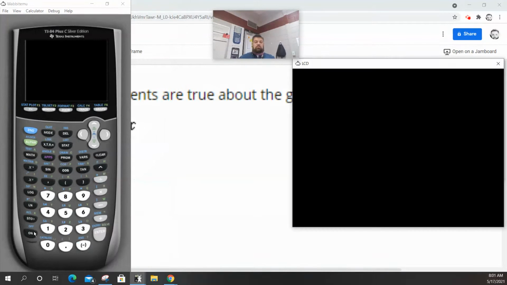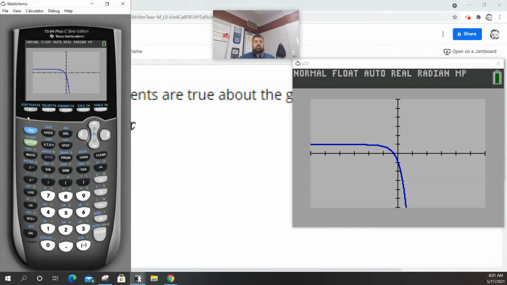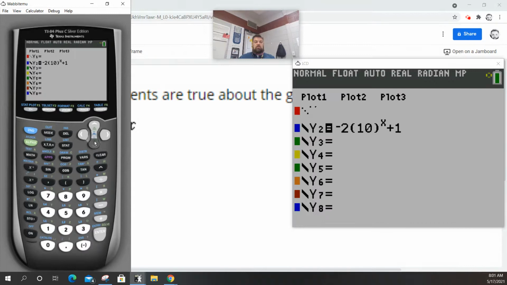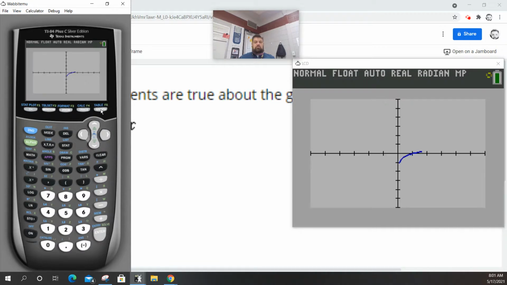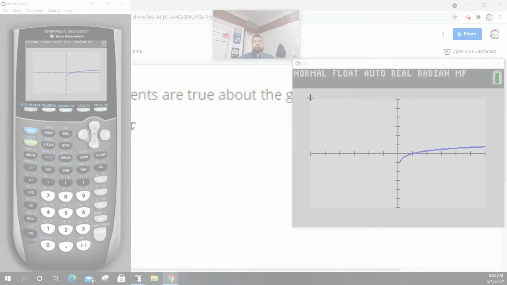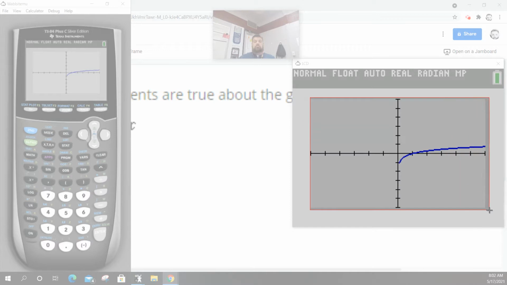All right, so we'll go in here, clear this out. I'm just going to do log of x, graph it. So that's the log of x. Nothing too fancy. But what we're going to focus on are statements about the domain and the range.